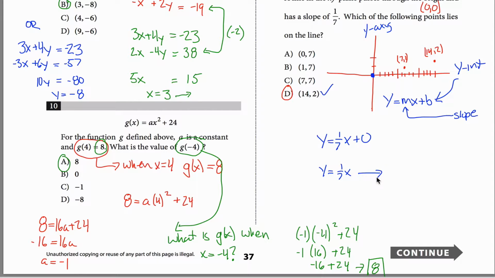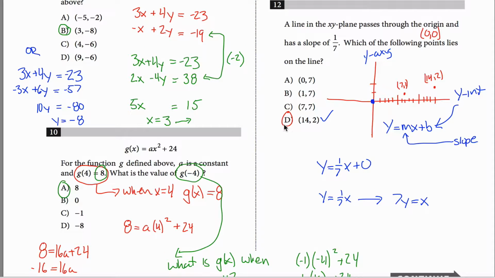Another thing that you could do is once you have your equation of the line y equals 1/7 x, you could multiply both sides of this equation by 7 to get 7y equals x. If you know that 7y equals x, essentially what you know is that the x-coordinate is 7 times as big as the y-coordinate. You could glance at these guys and ask yourself the question, when is the first number 7 times as big as the second number? And you'll see that only happens in part D, or in answer D here.